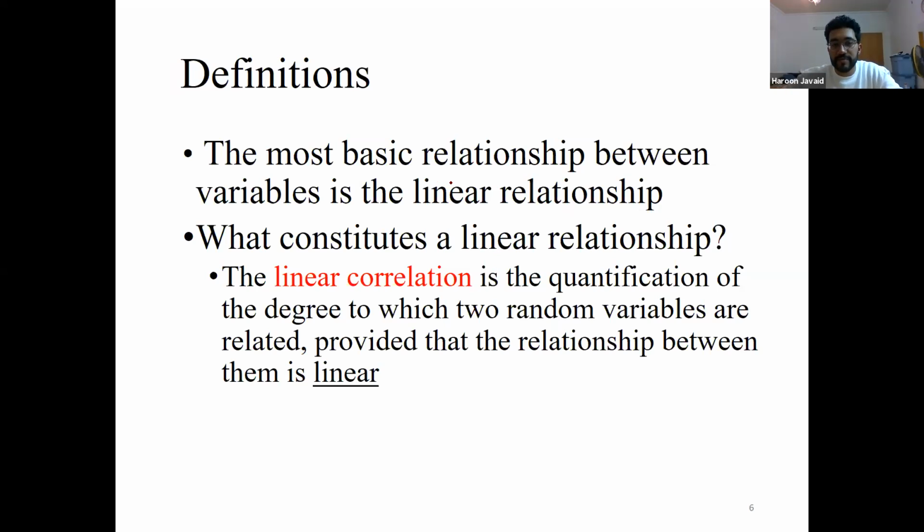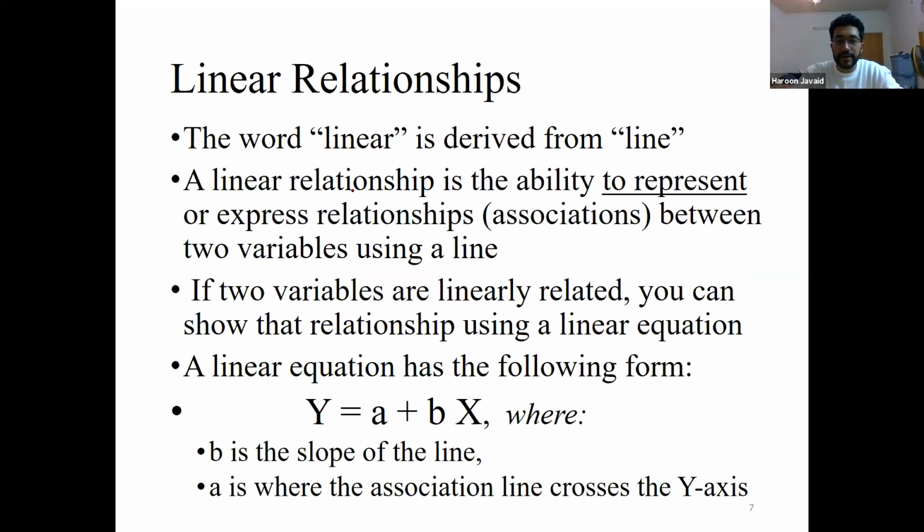So the most basic relationship between two variables is a linear relationship. What does that mean? It means that if one variable is increasing, something is happening to the other variable, which can be represented on a straight line. So you see the straight line graph all your life, that usually tells you that there is a linear correlation between two random variables which are continuous. The word linear derived from line: the ability to represent or express relationships or associations between two variables using a straight line.